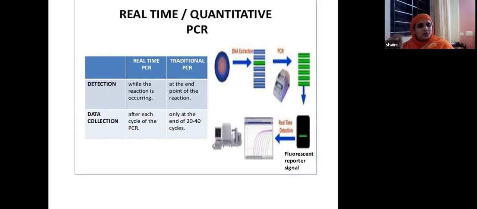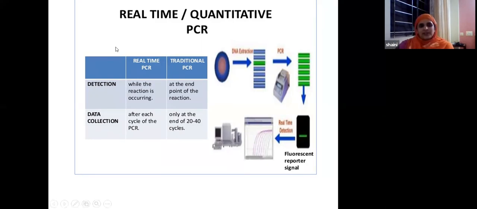But in a real-time or quantitative PCR, what happens is after one cycle, if there is a positive signal, it gives out the signal. And after the next cycle, again, if there is an increased positive signal, it gives the quantity of the increased signal. Then the third cycle, again, the same thing. So this repeats. Now, usually based on when the first positive signal comes, whether it is after 5 cycles or after 6 cycles or after 10 cycles, we can quantify the RNA or DNA content in the sample.